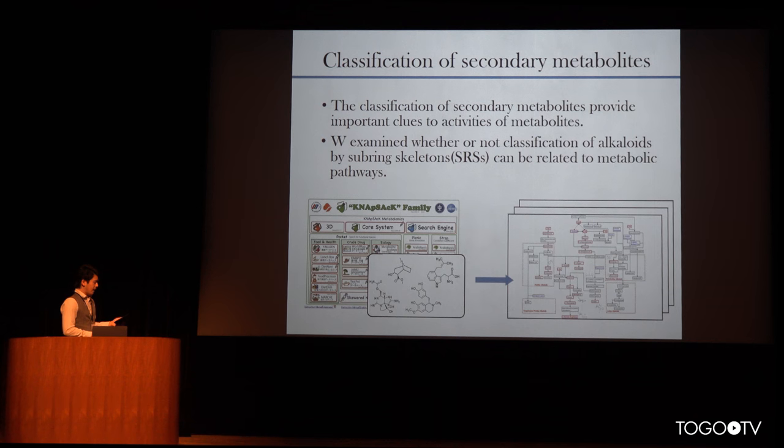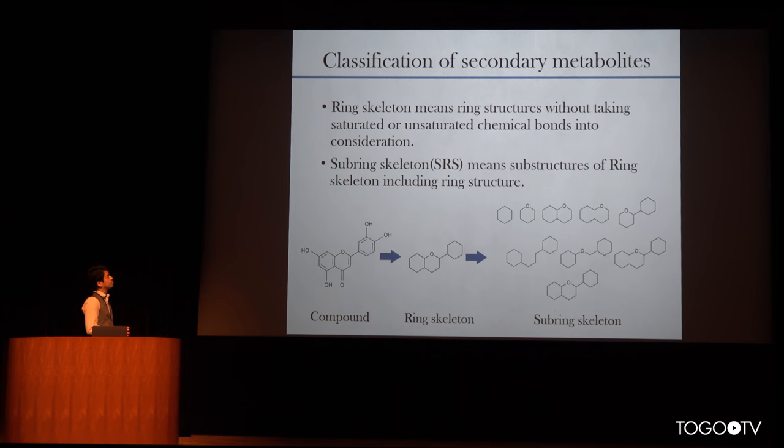In the present study, we examined whether or not classification of alkaloids by Subring skeleton can be related to metabolic pathways. Here, a ring skeleton means a ring structure without taking saturated or unsaturated chemical bonds into consideration. And Subring skeletons means substructures, including ring structures, obtained from a ring skeleton. For example, a ring skeleton is like this, and a Subring skeleton is like this.